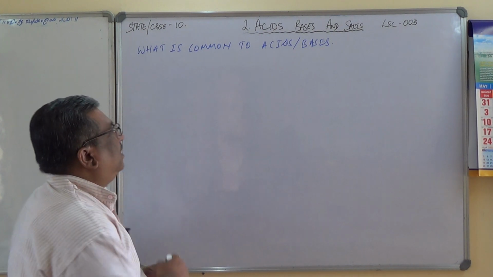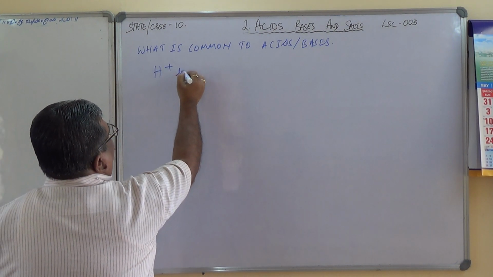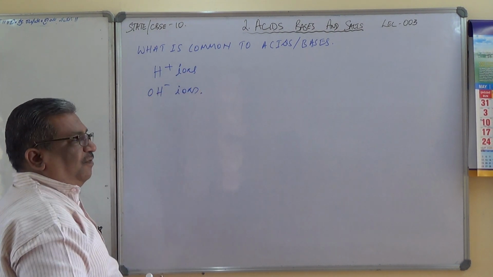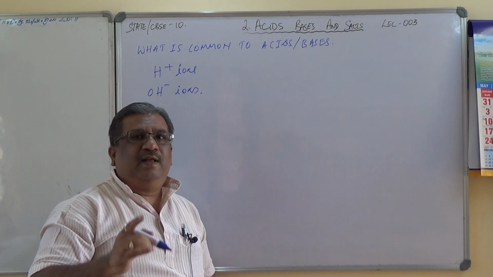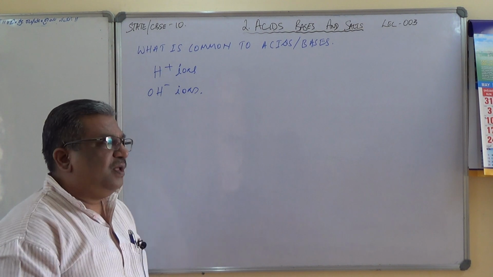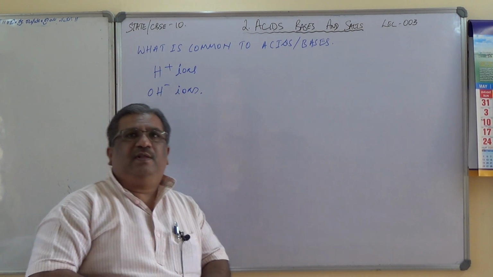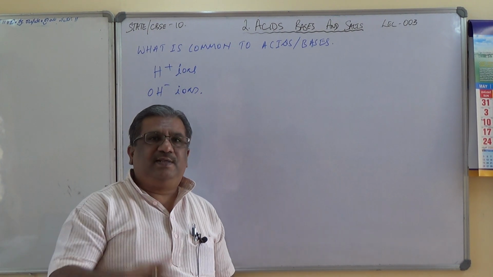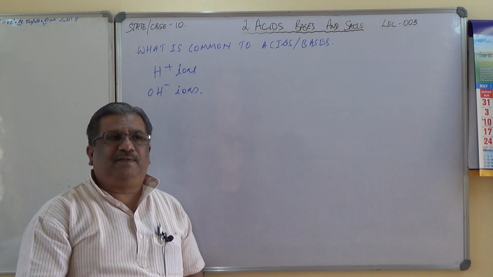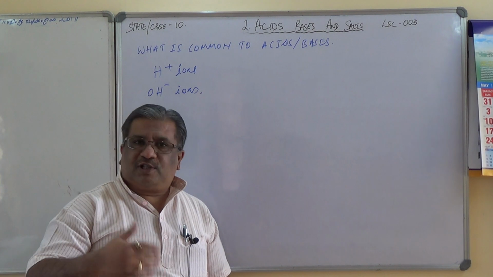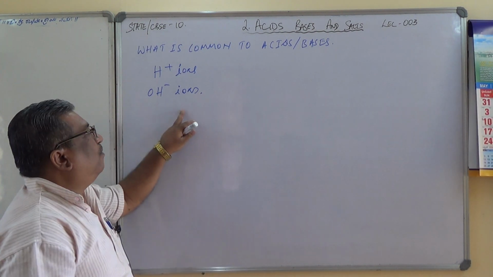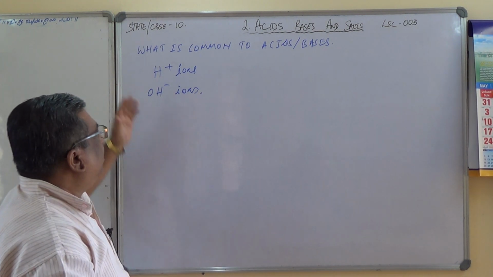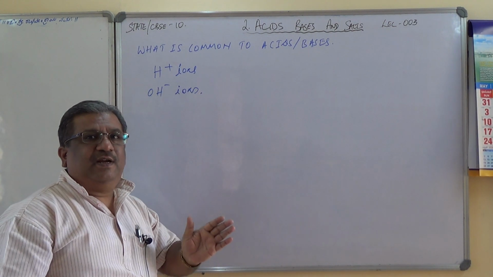These H plus ions and hydroxide ions are responsible for the flow of electricity in liquid medium or in solutions. See, in conductors, in solids, the flow of electricity is enabled by the movement of electrons. That is, the drifting of electrons towards the positive terminal of the battery constitutes electric current. Similarly, what is responsible for the conduction of electricity through solutions? Ions are responsible for conduction of electricity through solutions.